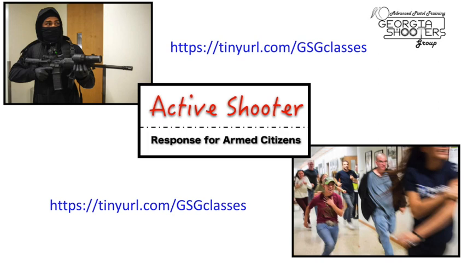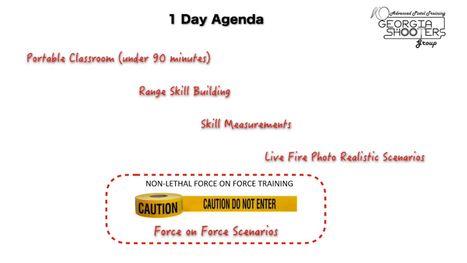Welcome to a preview of our active shooter response for armed citizens class, or any good person who's armed and present. We begin in a portable classroom, we move to range skill building, skill measurements, and then we use those skills to run live fire photorealistic scenarios. After that, we transition to a quarantined area for non-lethal force-on-force training with UTM training munitions.